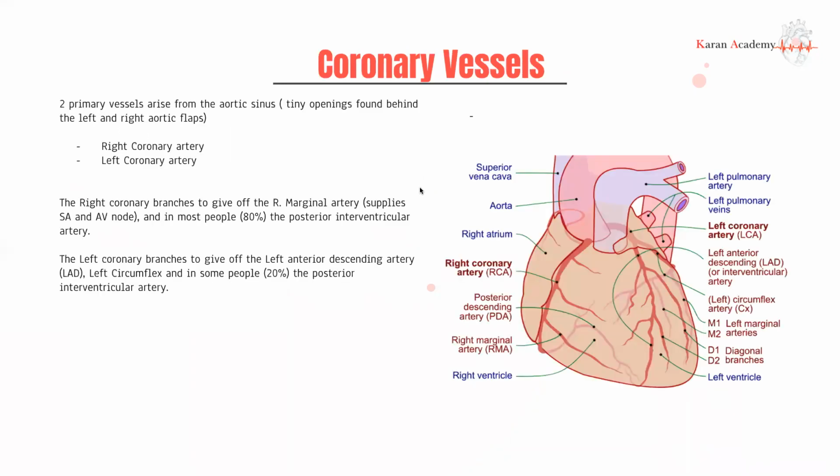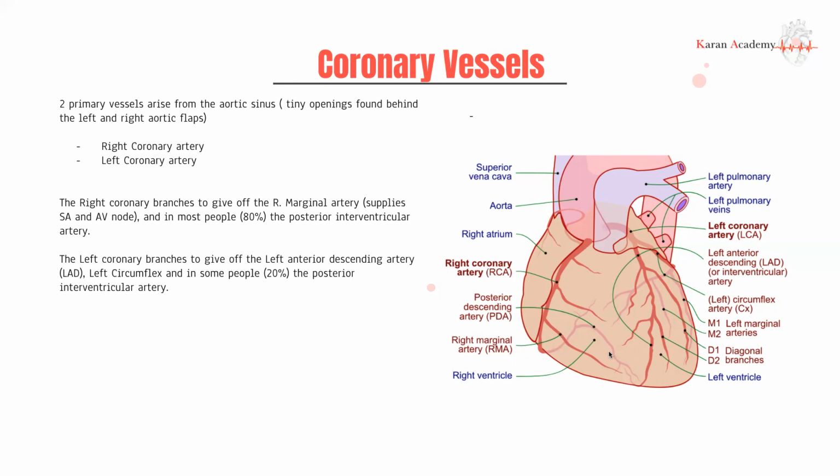Let's start with the coronary vessels. As you know, you have two main coronary vessels, the left and the right coronary artery. These arise from the aortic sinuses, which are seen here. These are tiny openings found behind the left and the right aortic flaps. The right coronary branch gives rise to the right marginal artery, which you can see here, and in most people, about 80%, it gives rise to the posterior IV artery, which is the posterior interventricular artery, seen here.